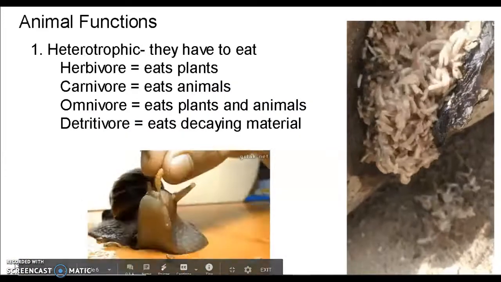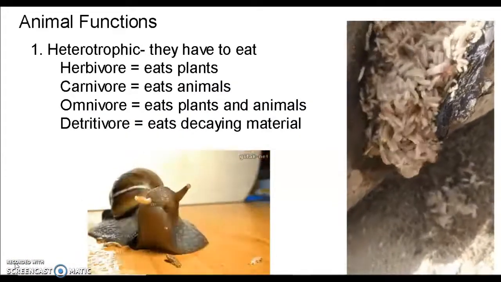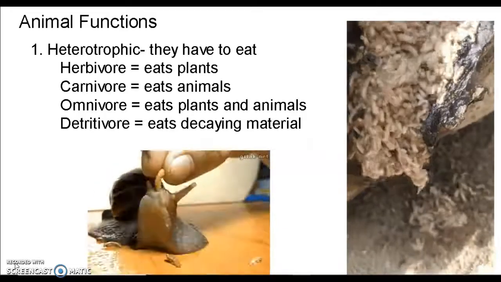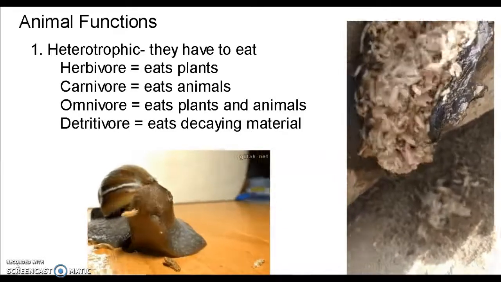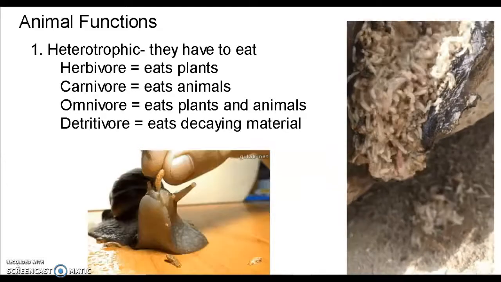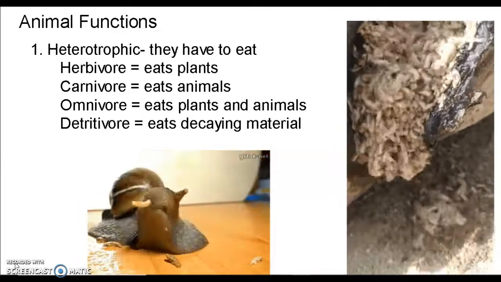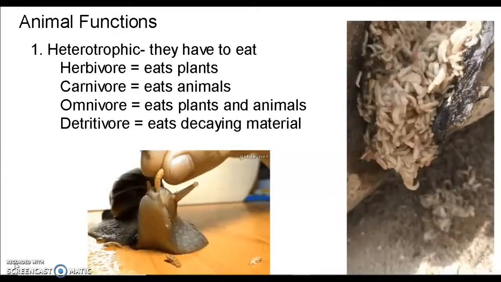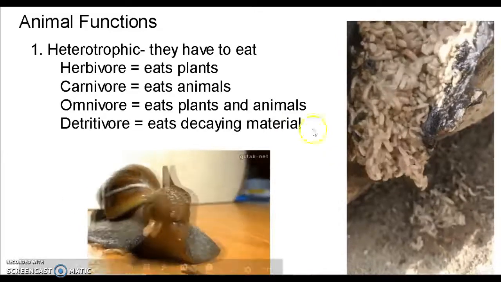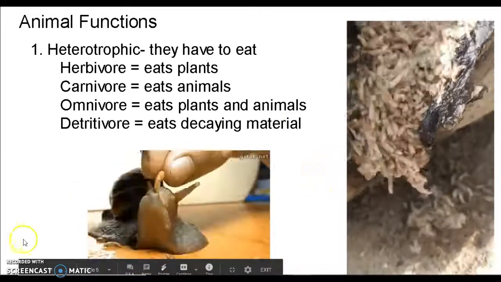Most animals have 7 main functions. The first is feeding. Because they are heterotrophic, they have to eat. Herbivores eat plants. Carnivores eat other animals. Omnivores eat both plants and animals. And detritivores, like these maggots over here, they eat decaying material.